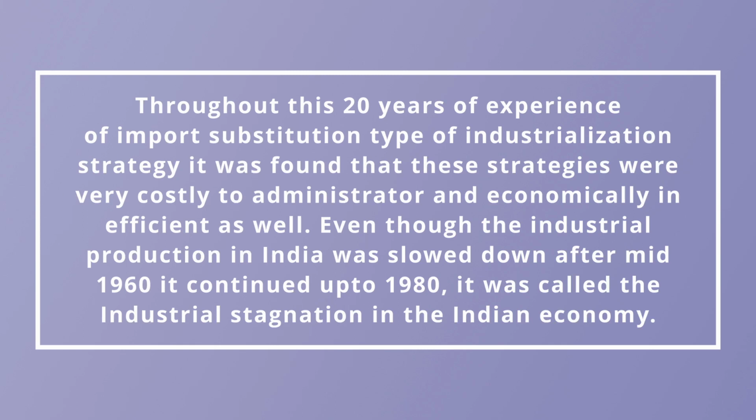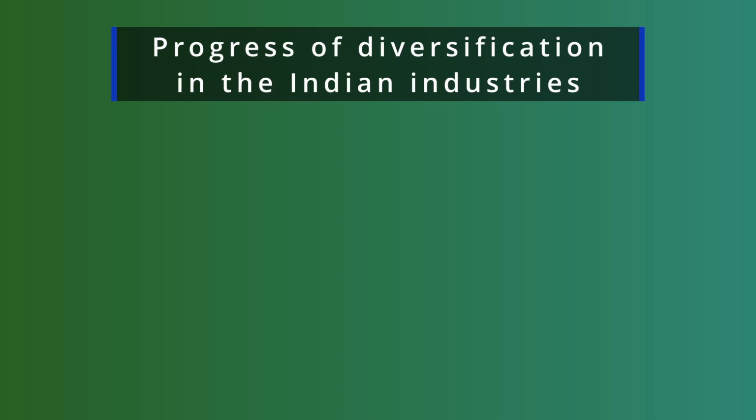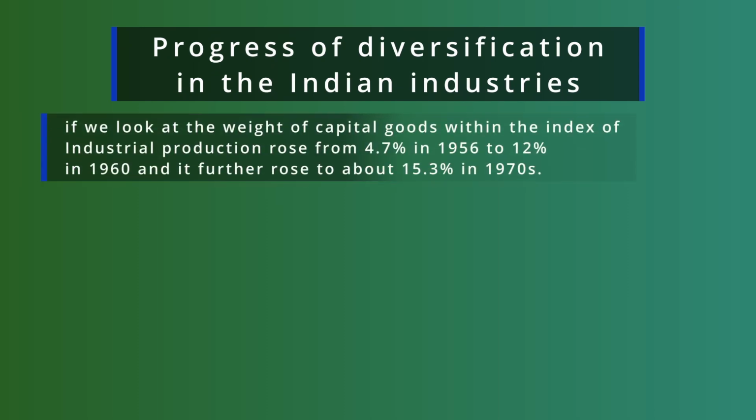Even though industrial production in India slowed down after the mid-1960s, it continued up to the 1980s. Sometimes we call it the industrial stagnation in the Indian economy. Some progress has been made in terms of diversification of Indian industries.